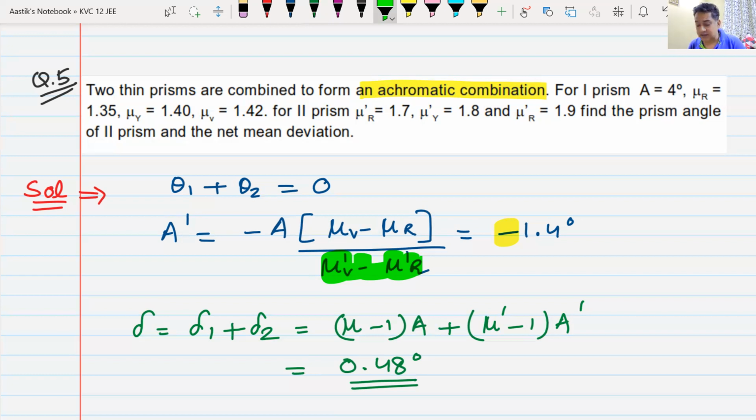Okay, so in the next class, we will start with refraction at curved surfaces. That is the major part of this chapter. We'll try to wind it up as soon as possible.